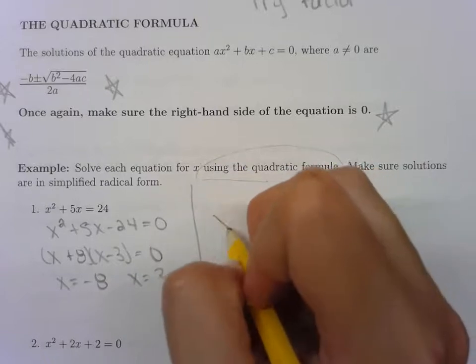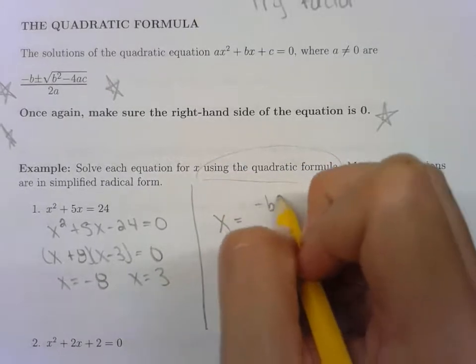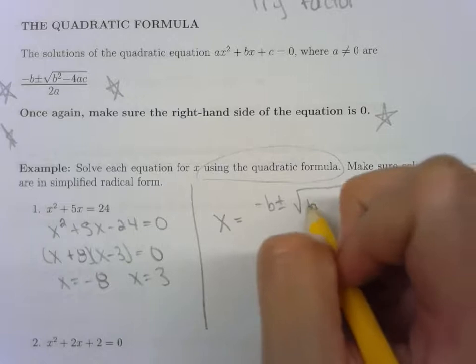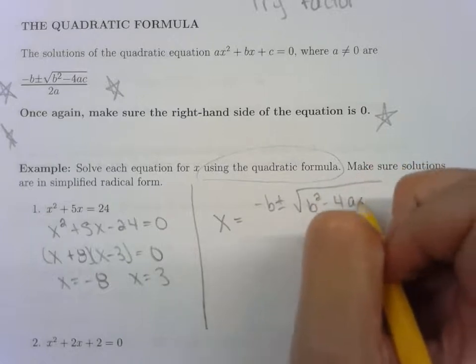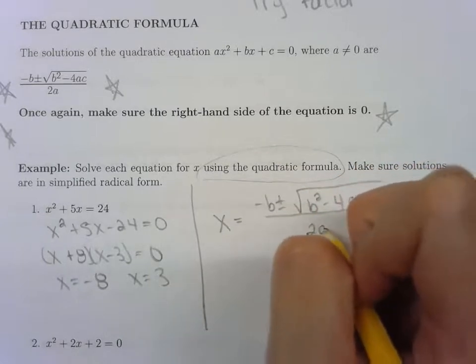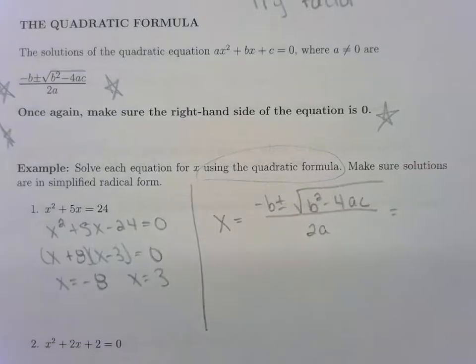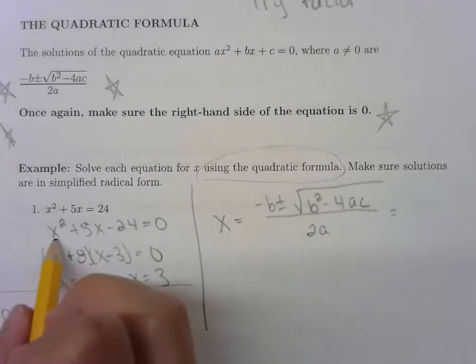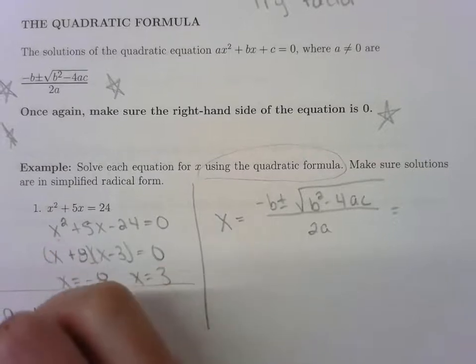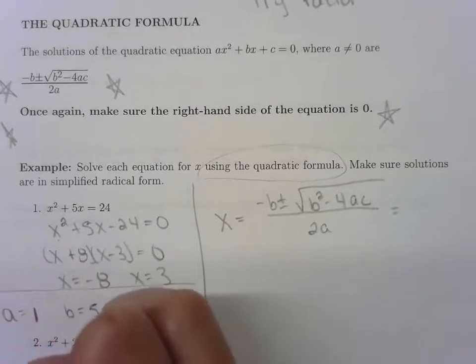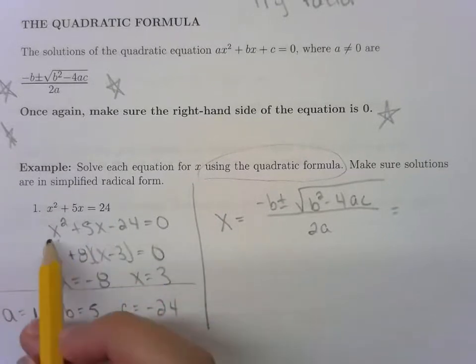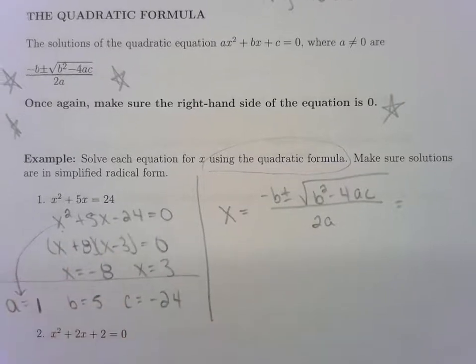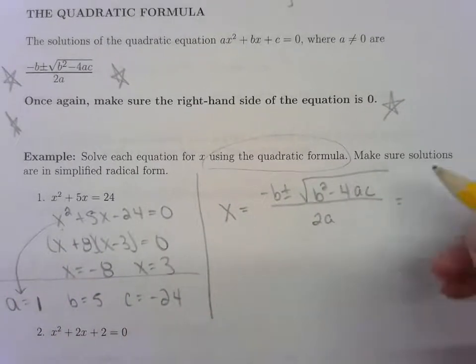So we have that our solution is x equals negative b plus or minus the square root of b squared minus 4ac, divided by 2a. A here is 1. B is 5. C is negative 24. Okay, so all we have to do is fill this in.